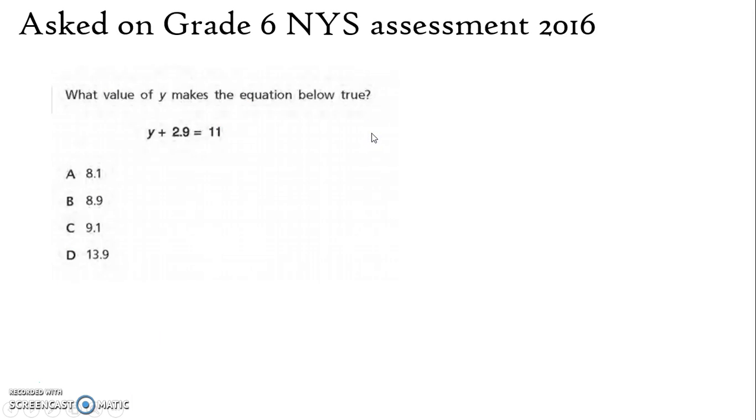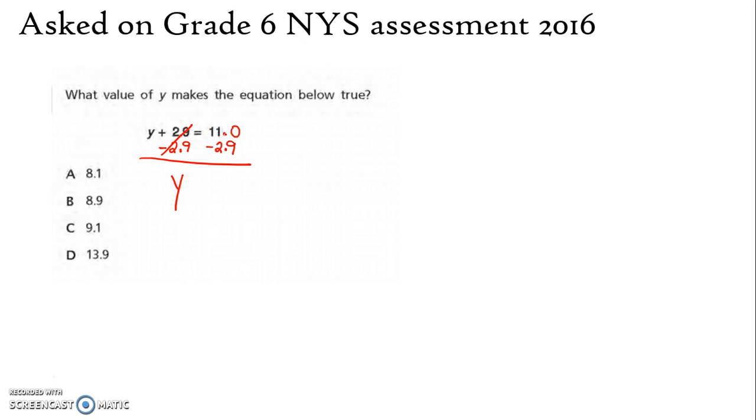Now let's actually go through the process of solving some one-step equations. This is from the New York State Assessment. What value of y makes the equation true? Again, we could guess and check and substitute in, but we just go right here and say, okay, this is y plus 2.9 is 11. I want y all by itself, so I have to undo this addition. How do I undo addition? I undo addition with subtraction. The opposite of addition is subtraction. So to get y by itself, I need to subtract 2.9 on the left side of the equation. If I'm going to subtract 2.9 on the left side of the equal sign, I also have to subtract 2.9 on the right side. And then I'm going to go ahead and line up my place values.